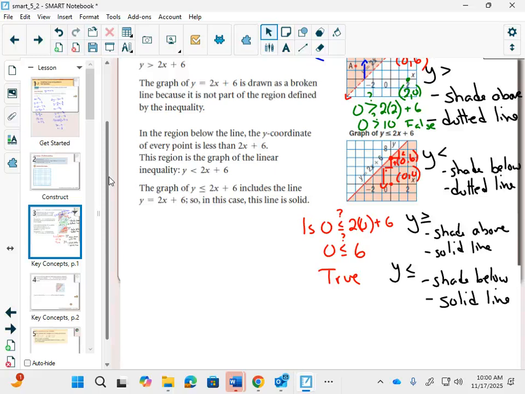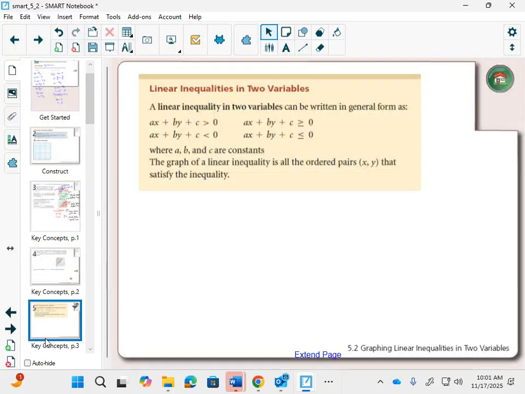And these are called linear inequalities with 2 variables. They're called linear because you draw a line. What do you think we're going to do in 5.3? We're going to do the same thing with parabolas. So today reviews graphing lines. Tomorrow we'll review graphing parabolas.